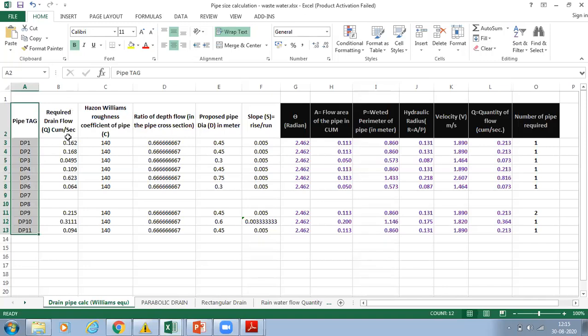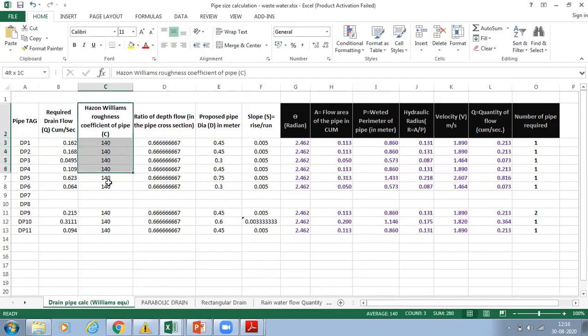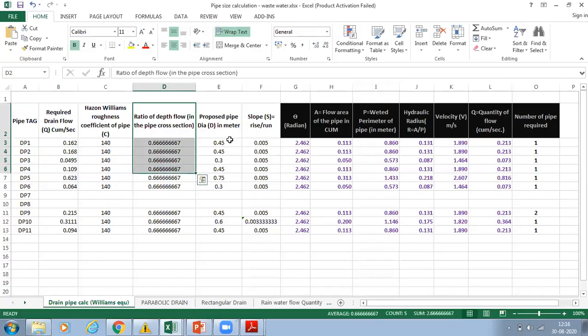Required drain flow, cubic meter per second. I have put Williams roughness; I have considered 140. Ratio of the depth of flow, I have considered 2/3 only, that is why it is coming 0.66. Proposed pipe diameter, I have proposed 0.45 pipe size.